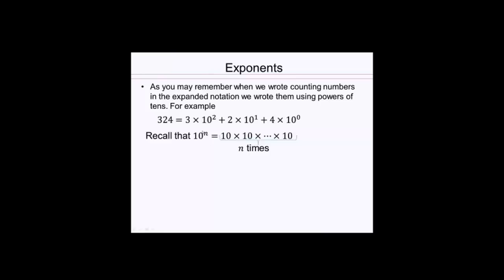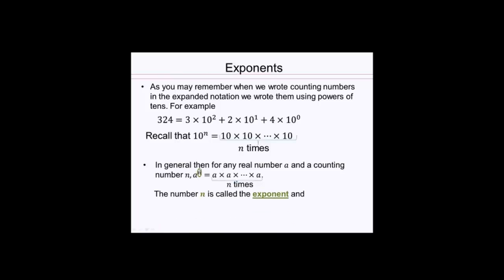In general, when we write 10 to the power n, that's how you read this, 10 to the power n, take n copies of 10 and multiply together. In general, if you take a to be any real number and n to be a counting number, a to the power n is going to represent for us n copies of a multiplied together. The n that you see here is called the exponent, and the a here is called the base.